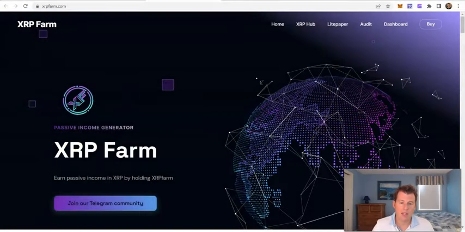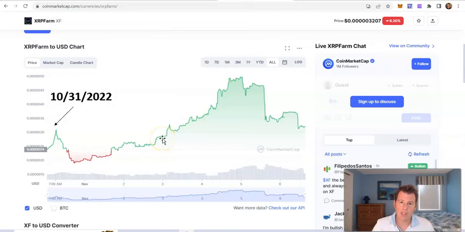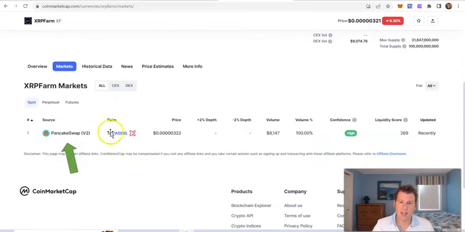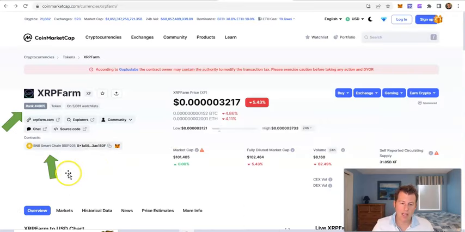Here's the website. They do have a tradable coin. It just got listed on exchanges last week on October 31st. They're trading on PancakeSwap currently.